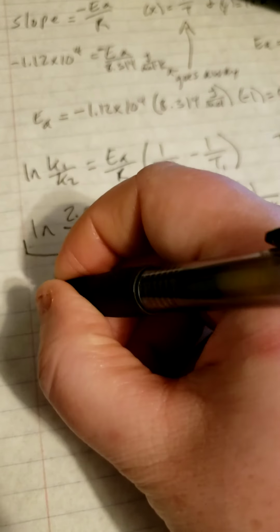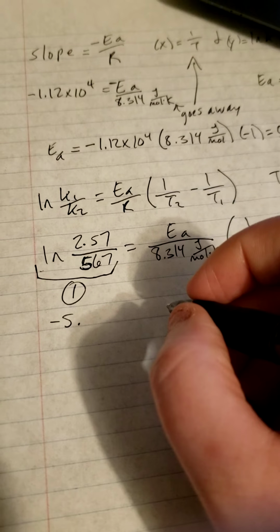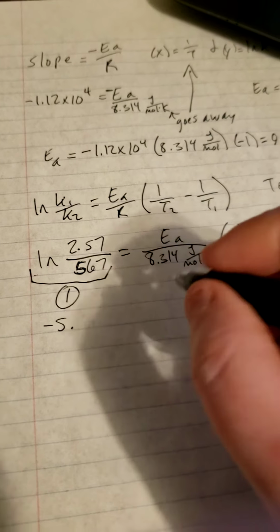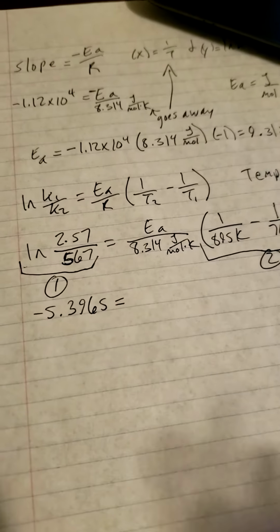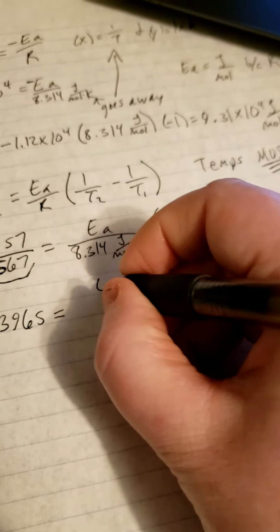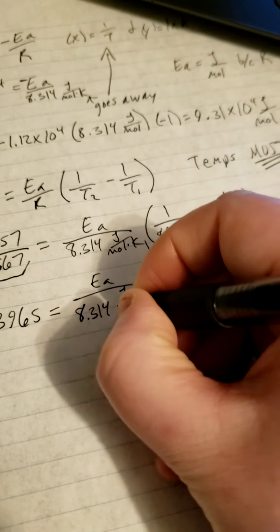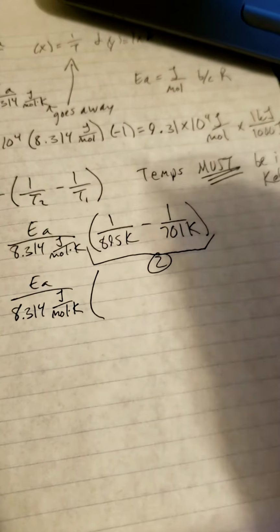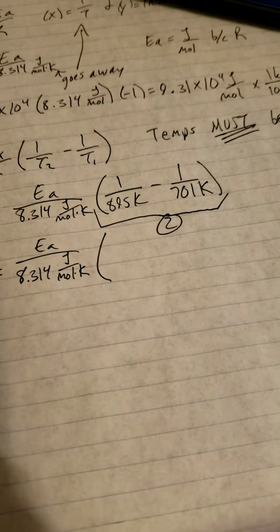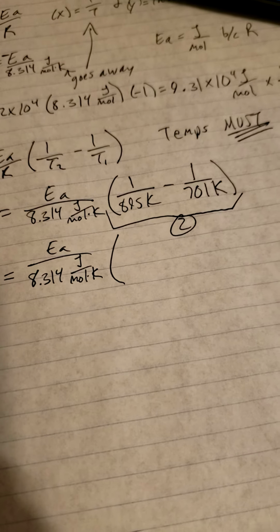So negative 5.3965 equals EA over R. I'm just going to rewrite that because it doesn't really matter right now. Divided or multiplied by, I am ignoring the cats. I know you can hear them, but I really just want to keep going.